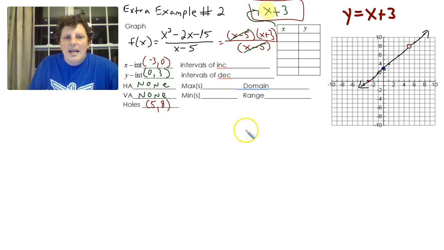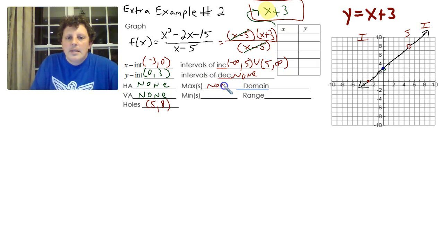All right, our last extra example here, we have interval of increase. It looks like this function is increasing forever except where the hole is, right? So we're increasing from -infinity to the x value of the hole, which is 5, and then we start increasing again. So interval of increase would be from -infinity to the hole, x value of 5, union that with everything to the right of the hole. There is no interval of decrease. There is no local maximum, no local minimum.